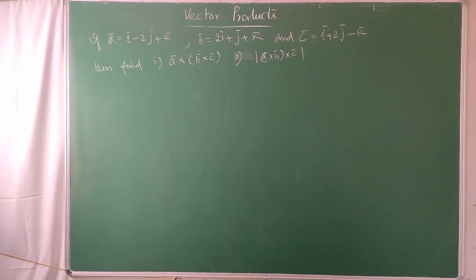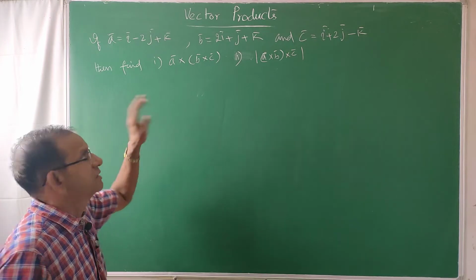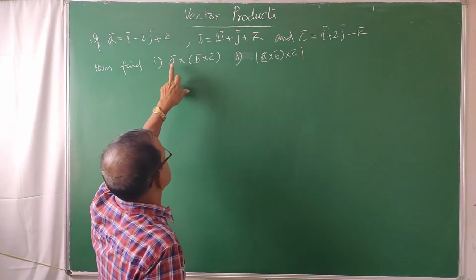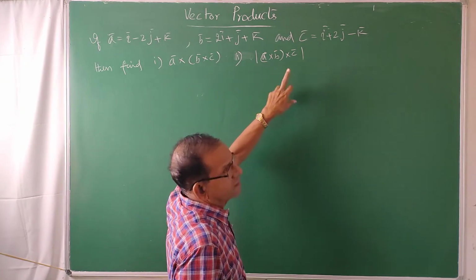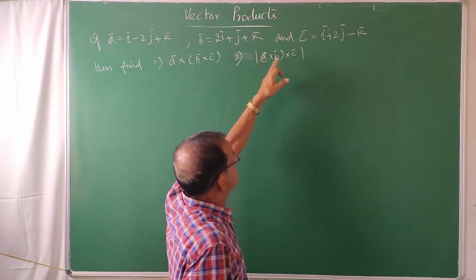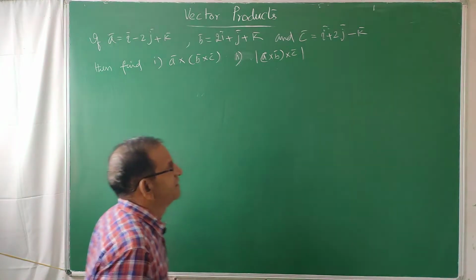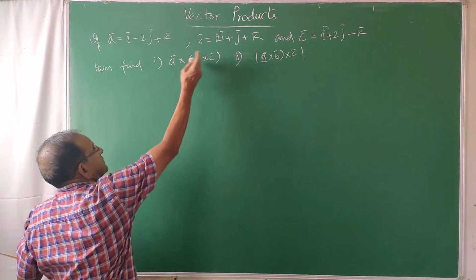Now see this question. Here 3 vectors are given, a bar, b bar and c bar. Now I have to find out the answers for these two questions, a cross b cross c, and here modulus of a cross b cross c. These two are different. This is a cross b cross c and this is a cross b cross c. Both you have to find out separately. Now first of all let us find out b cross c for the first question.